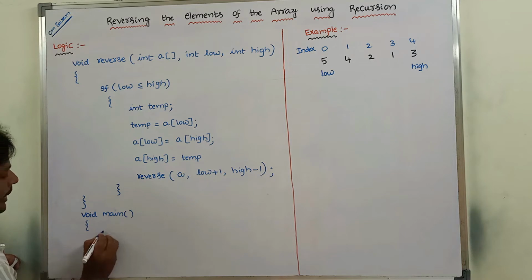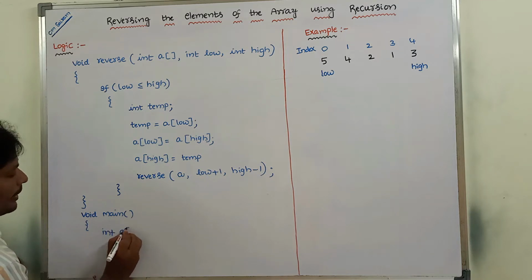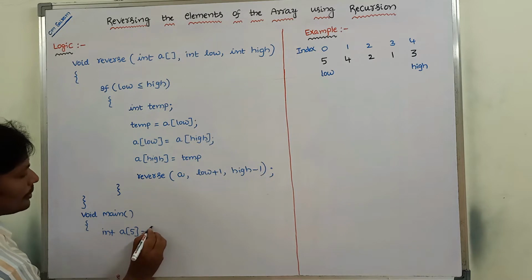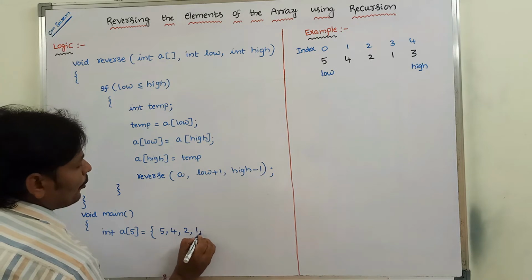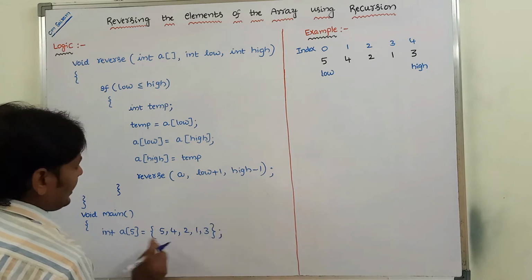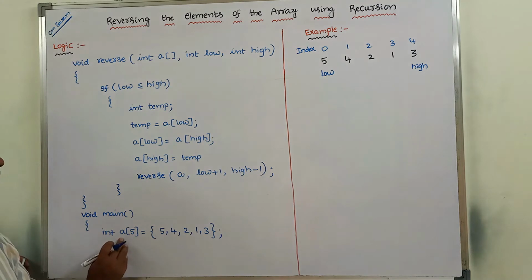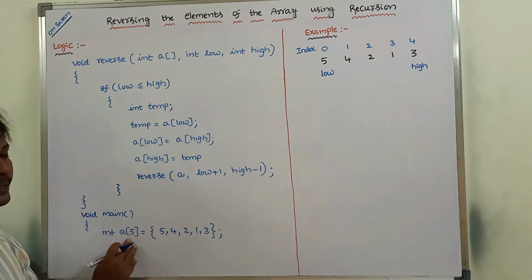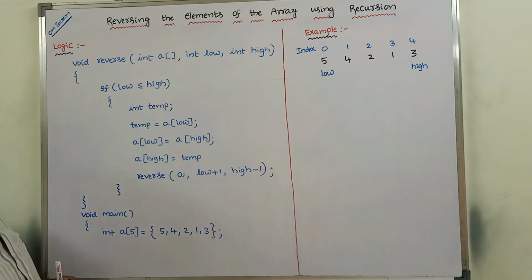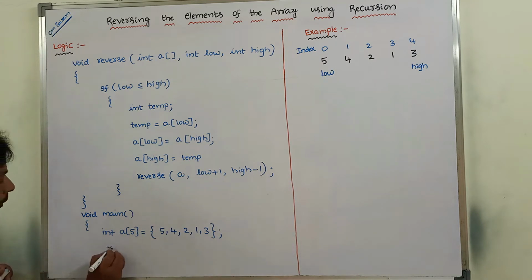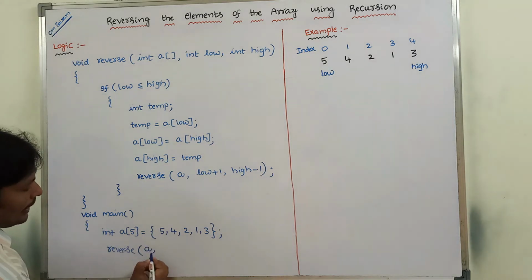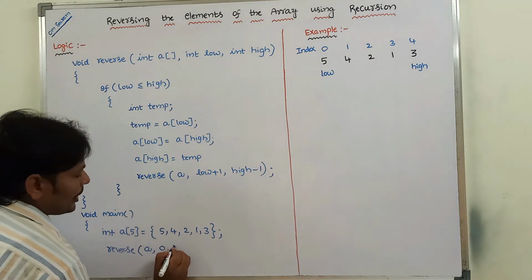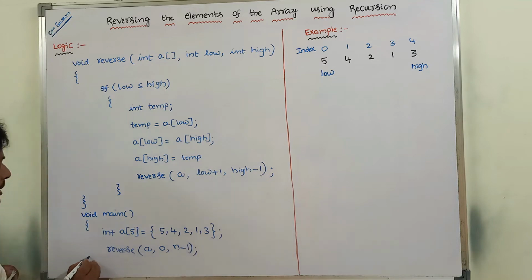we can take the integer array int a of 5 is equal to, the elements are 5, 4, 2, 1, 3. Here we are taking the integer array. Array name is A. Size of the array is 5. The 5 elements are 5, 4, 2, 1, 3. The calling function is reverse, array name A, low value is 0 and high value is n minus 1.